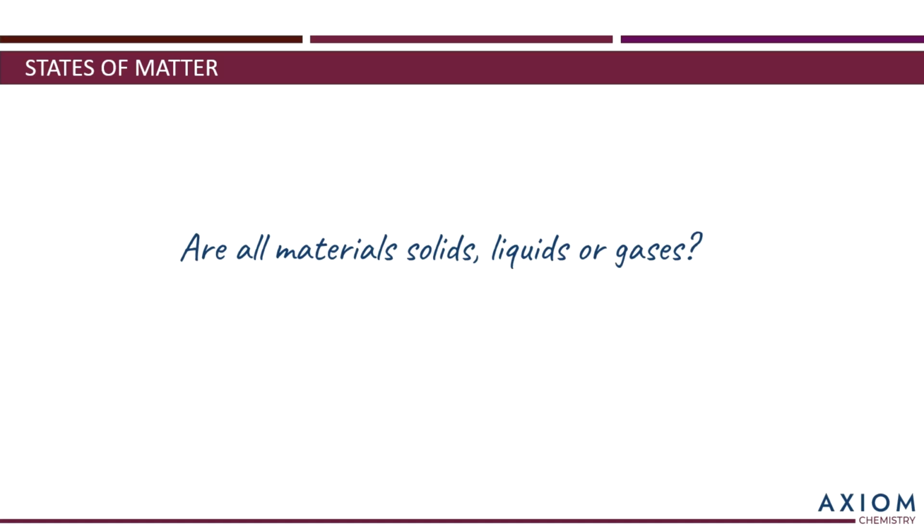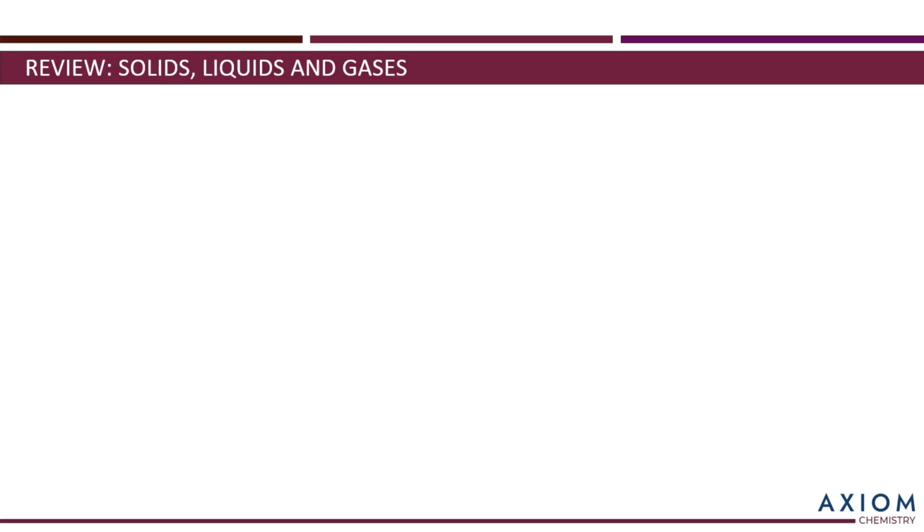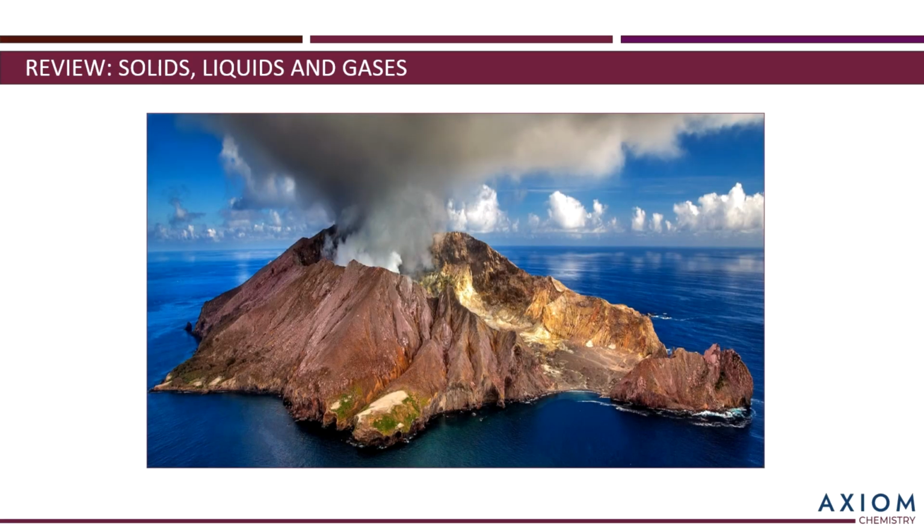There are actually 4 states of matter which are observable in everyday life. This photo shows 3 of them. Solid, you can see the solid rock, liquid, the water here, and then gases, for instance, all these gases pouring out of the top of the volcano.